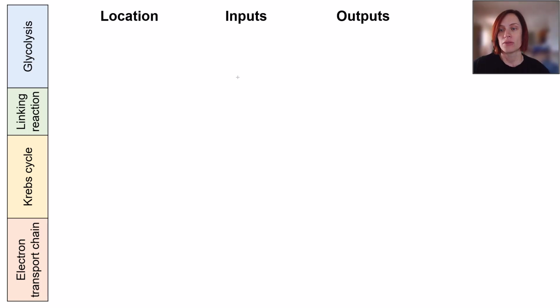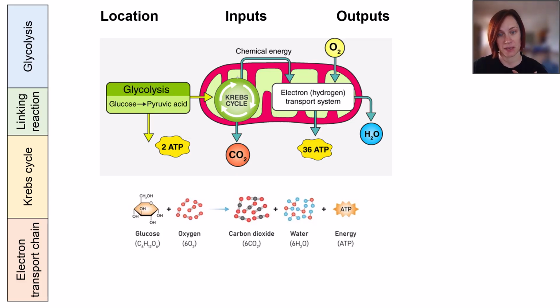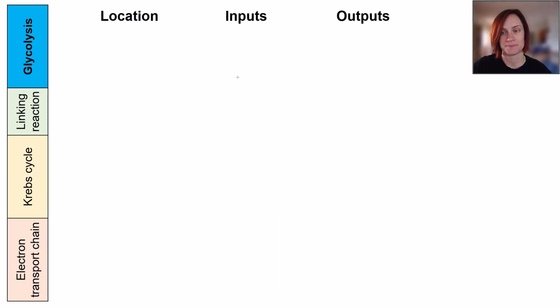Overall, we're looking at a process that occurs both in the cytoplasm and in the mitochondria, and we're inputting glucose and oxygen into the system to produce carbon dioxide, water, and energy in the form of ATP. So that's our overview of the process. There's the locations, there's our inputs, there's our outputs.